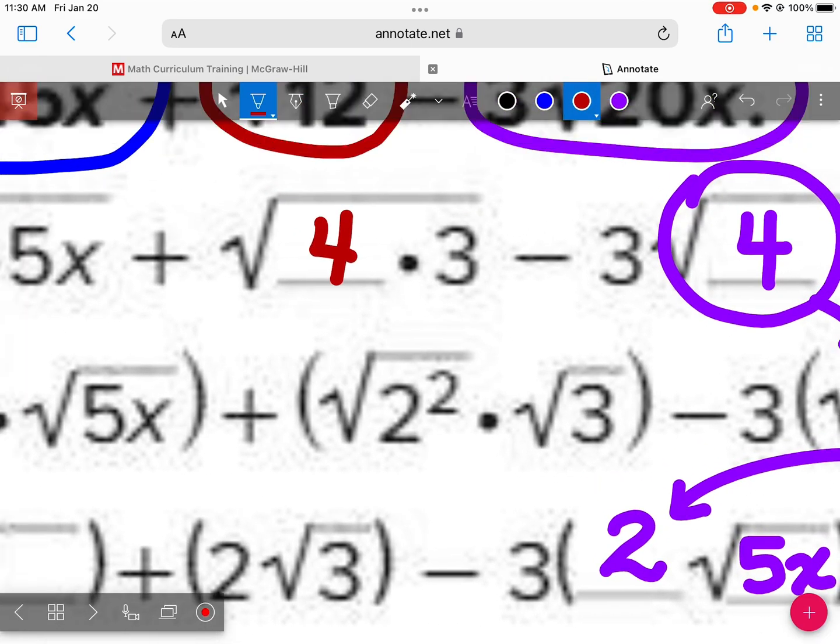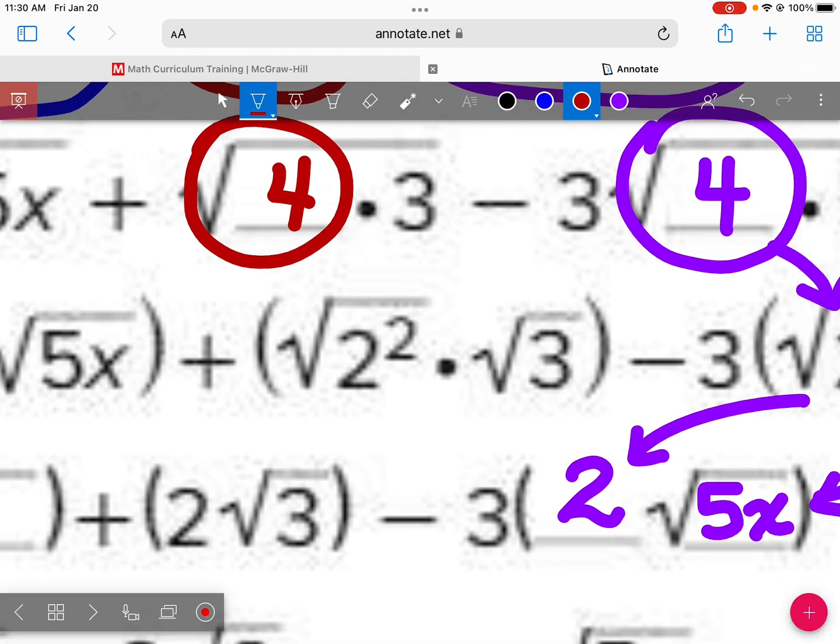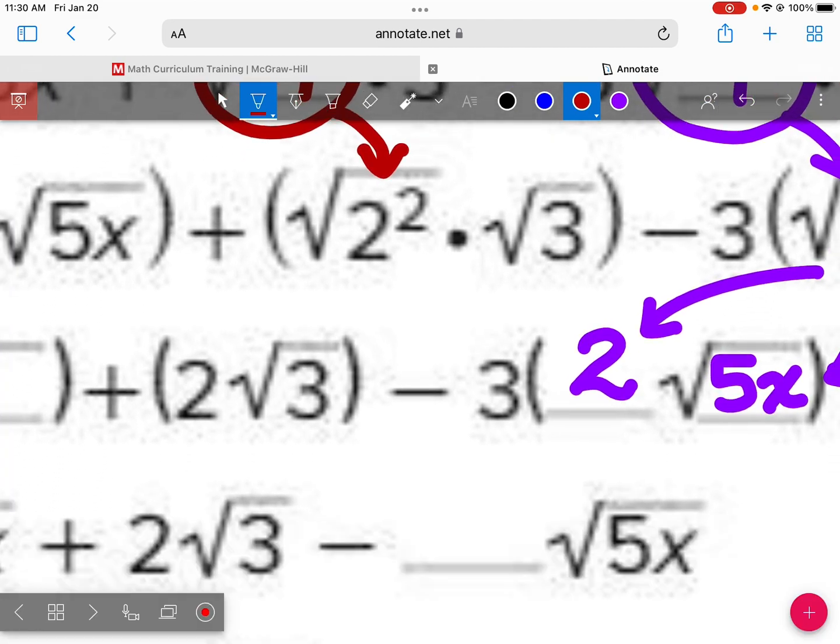Same thing with my middle term. We have the square root of 4 and the square root of 3. They wrote the square root of 4 as 2 squared. You guys agree that 2 squared and 4 are the same thing? What is the square root of 2 squared? What is the square root of 4? 2. We bring this part straight down.